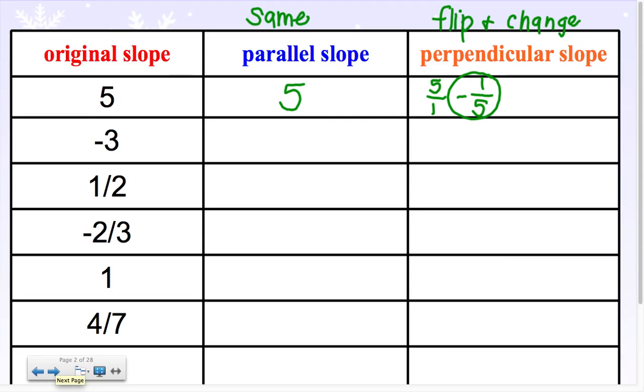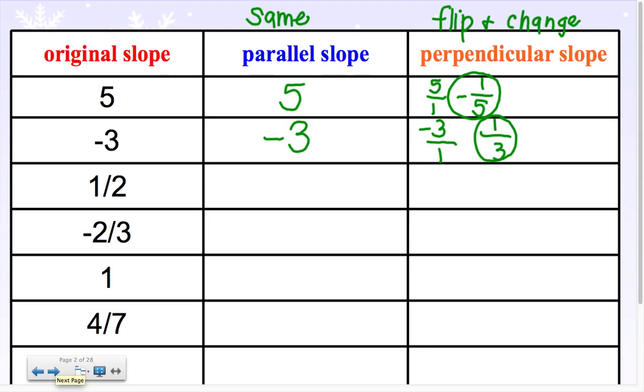If I have a slope of negative 3, my parallel slope would be the same, so it would also be negative 3. My perpendicular, well, if I write negative 3 as a fraction, that's negative 3 over 1. So if I flip it and take the reciprocal, I'd have 1 over negative 3. But then I also have to change the sign, which means I have to get rid of that negative sign. So it would be a positive 1/3.